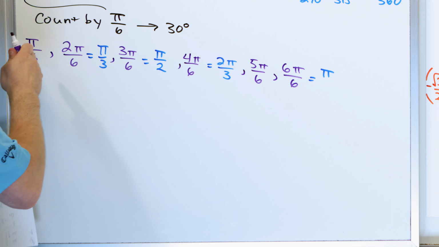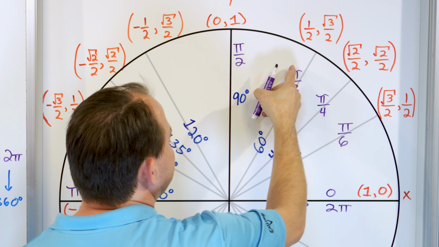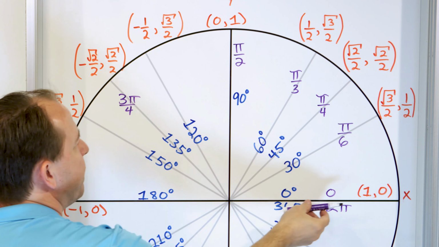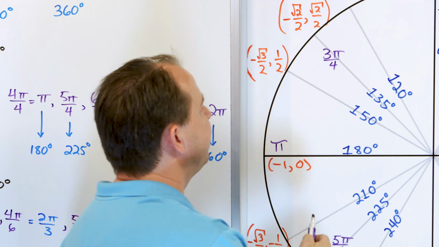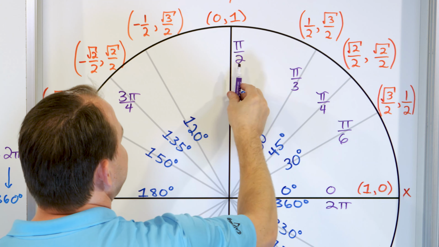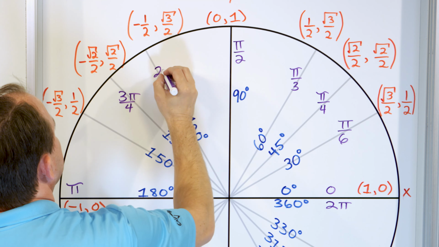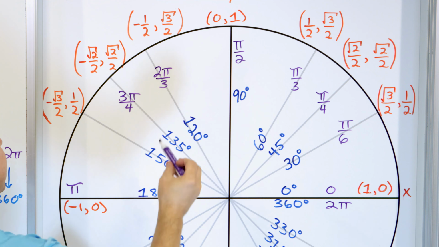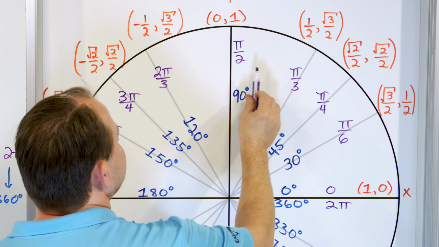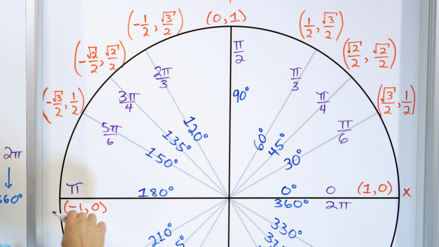So what we have is pi over 6, then 2 pi over 6, which is pi over 3. That's what we already know from before. Then we have 3 pi over 6, which gives us pi over 2. We don't have to write anything new. 4 pi over 6 reduces to 2 pi over 3. Then this is 5 pi over 6, which doesn't reduce. 6 pi over 6 gives us pi.